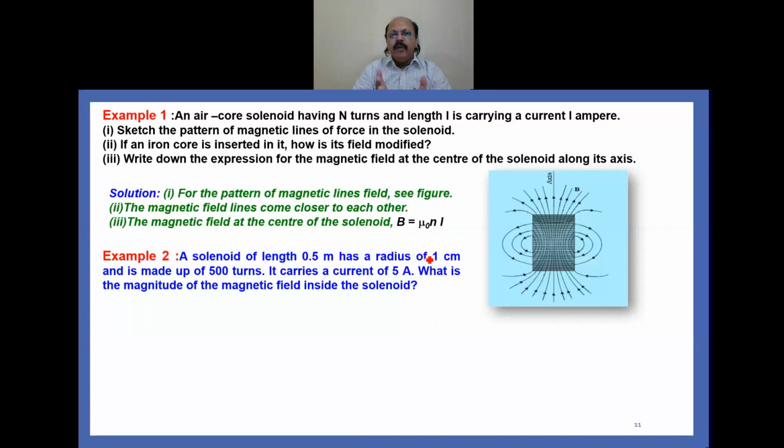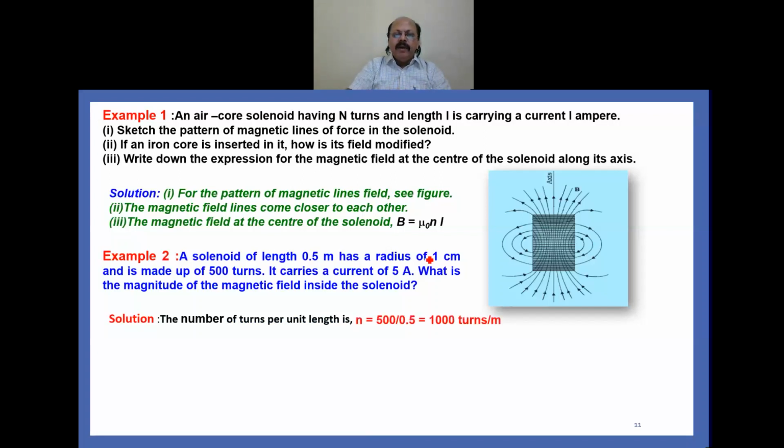So here we have to apply the formula of the solenoid, that is B equal to mu naught n I. Total number of turns capital N is given, length is given, so small n can be calculated. Mu naught you already know is 4 pi into 10 to the power minus 7. Current is given 5 ampere. Then we can find out the magnitude of the magnetic field by applying that formula. You see the solution.